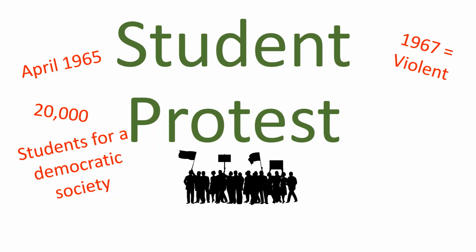The problems increased further, and in 1970 students at Kent State University were shot dead by the US National Guard.